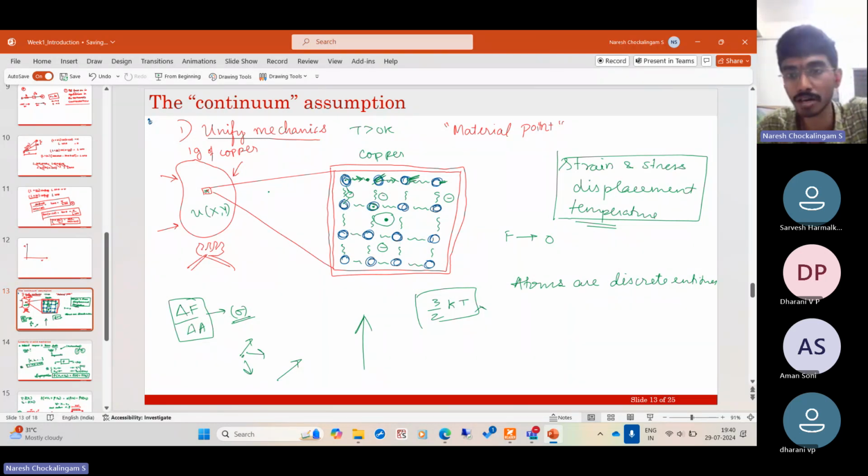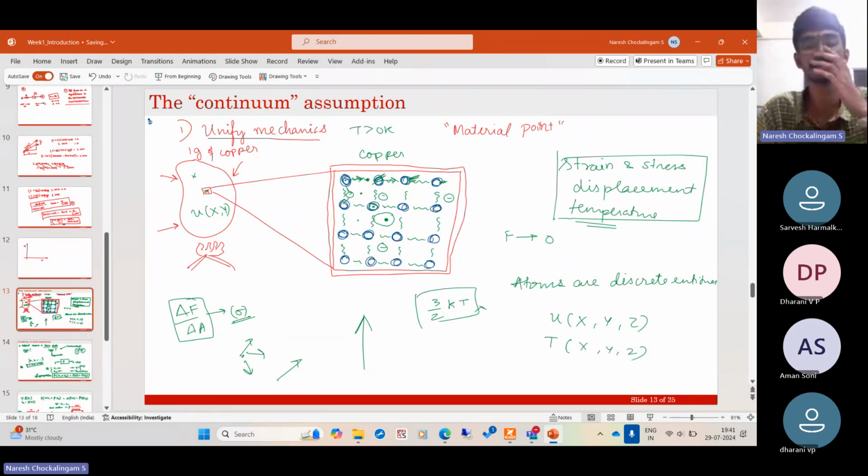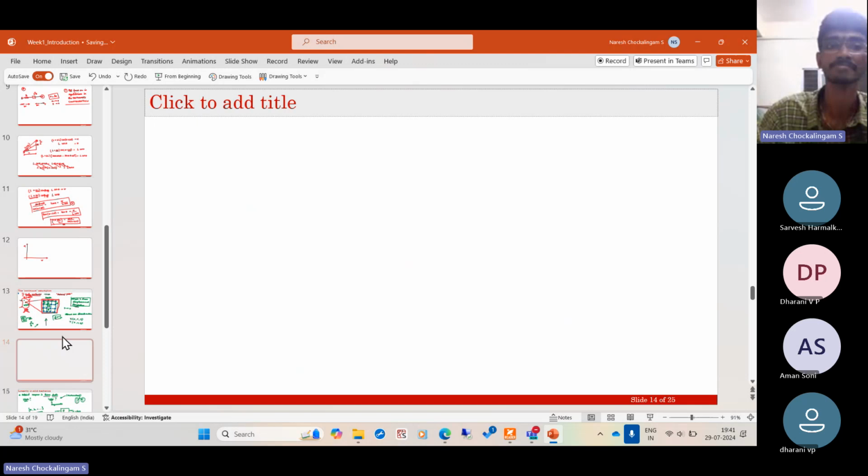But we talk about the displacement field u of x, y, z, where there is empty space. You cannot talk about displacement of empty space. Similarly, temperature of x, y, z: you cannot talk about temperature of empty space. You need some material to talk about temperature. So what do these physical fields actually mean? That is where the continuum assumption comes into play.